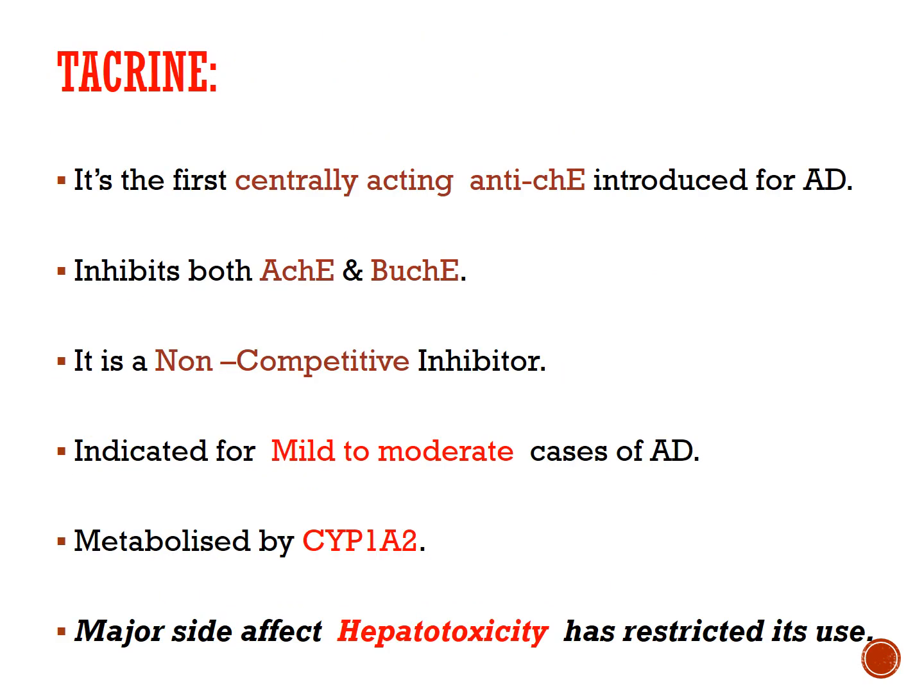So the first agent is tacrine. It was the first centrally acting anticholinesterase developed for the treatment of Alzheimer's disease. This drug inhibits both acetylcholinesterase as well as butyrylcholinesterase. It's a non-competitive inhibitor of this enzyme, and it was tried for mild to moderate cases of Alzheimer's disease, but it produces severe hepatotoxicity, and because of its hepatotoxic potential, its use is restricted. This drug is metabolized by the cytochrome enzymes.